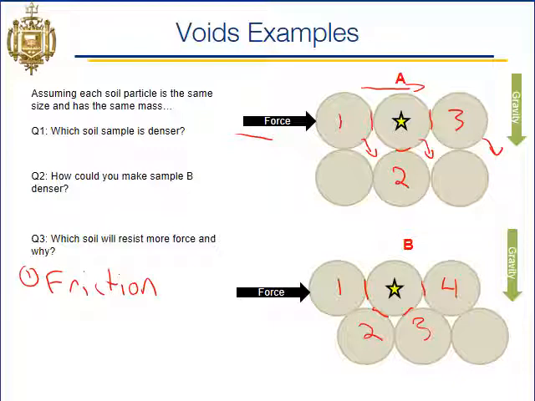In B, for these top particles to move, they actually have to move up, right? They have to go up and over these other particles here. They have to go up and over those particles. So these actually have to work against gravity. So gravity also helps keep soil sample B in place, helps resist more force. So the second one is gravity also helps.